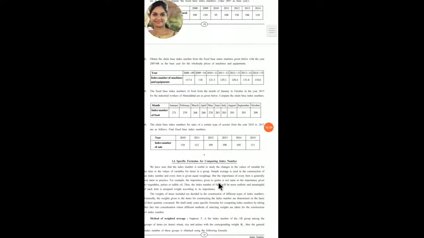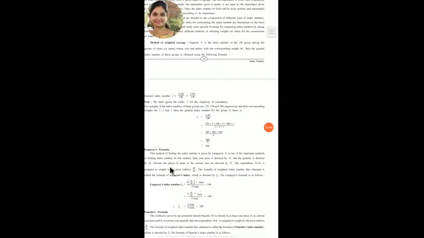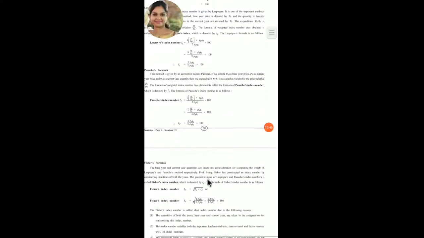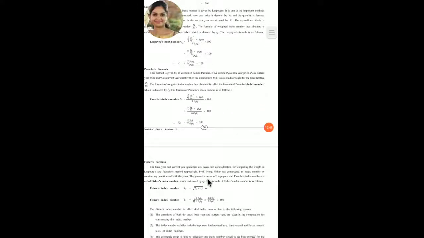Today we learned the weighted average method. We have seen two questions of exercise 1.2 related to the weighted average method. Then we studied the Laspeyres, Paasche and Fisher's index numbers. In the next period I will continue the exercise.